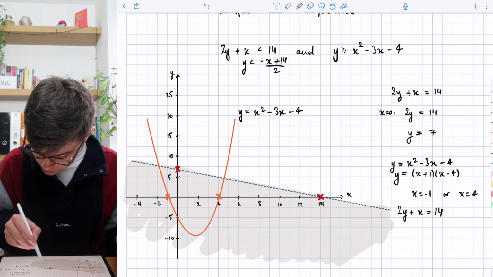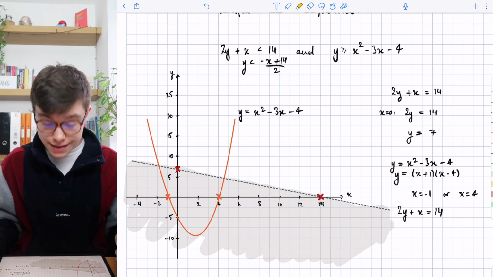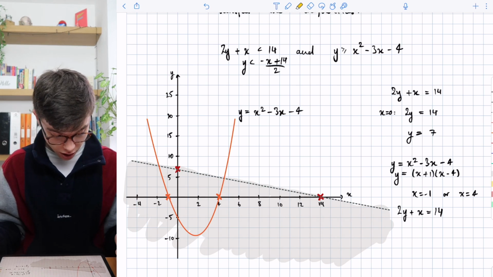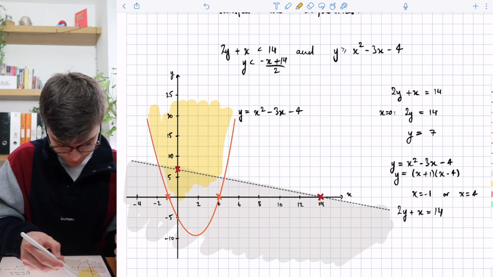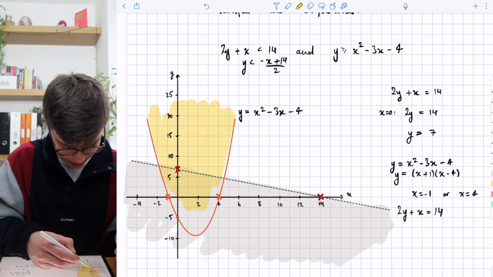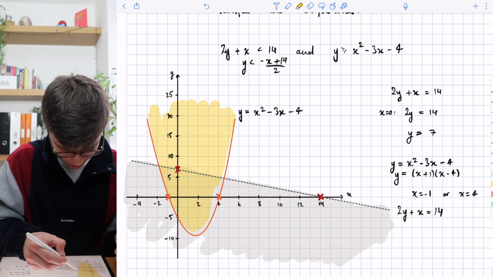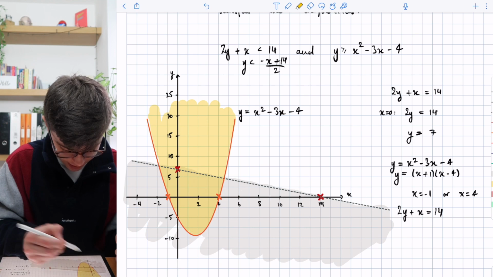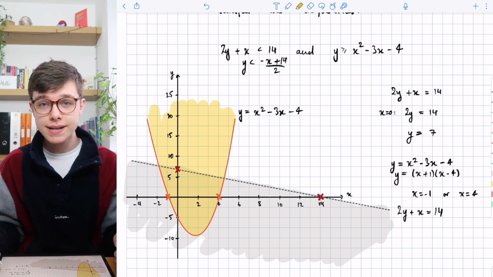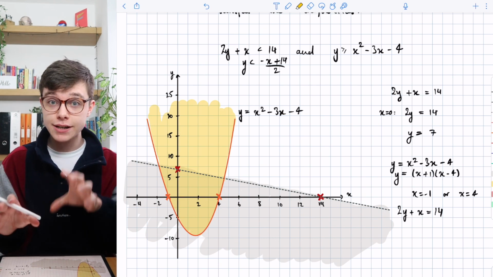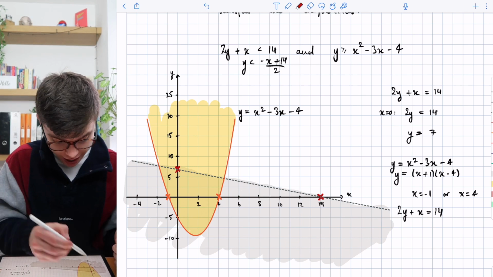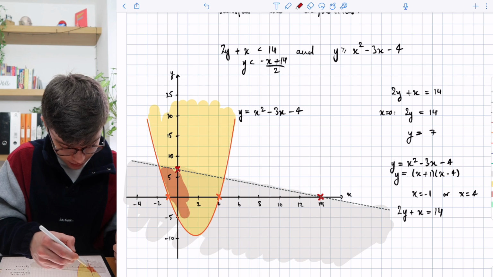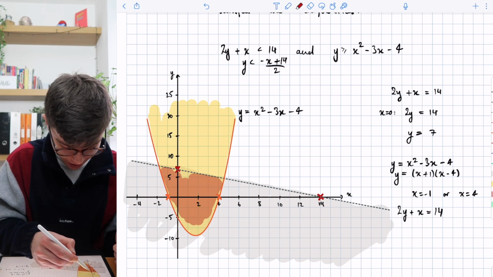And then we've got to be greater than or equal to the curve. Well, that's anywhere above the curve. And we'll do that in yellow. And then we need to think which part of the graph is satisfied by both inequalities, and that's where we've shaded grey and yellow, and that, we'll do it in red, is this part of the graph there.